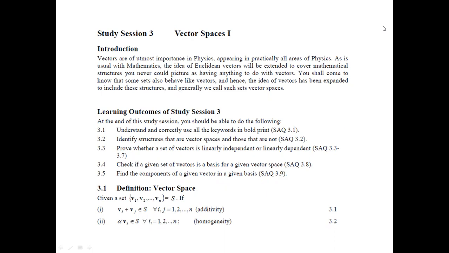We start with the definition of vector space. Given a set V1, V2 up to Vn, which we shall call S, if you add any two vectors in that set together and we get a vector also in that set, this is what we call additivity. And if we also multiply by a scalar any vector in the set and still arrive at a vector in the set, this is what we call homogeneity. Once we have additivity and homogeneity, the two major properties of a vector space, we can call that space a vector or a linear space. There are other properties.